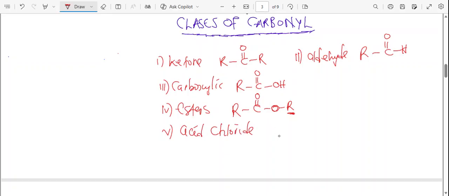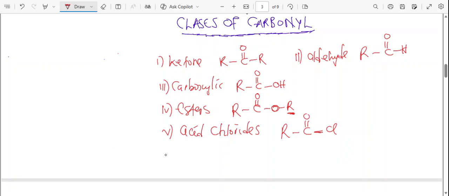So acid chlorides have the R group bonded to the carbonyl functional group, with the chlorine there. So we have balanced the tetravalency of oxygen, and whenever you see halogen groups like that, we call them acid halides. You can say acid iodide if it was iodine here, acid bromide if it was bromine, and stuff like that.